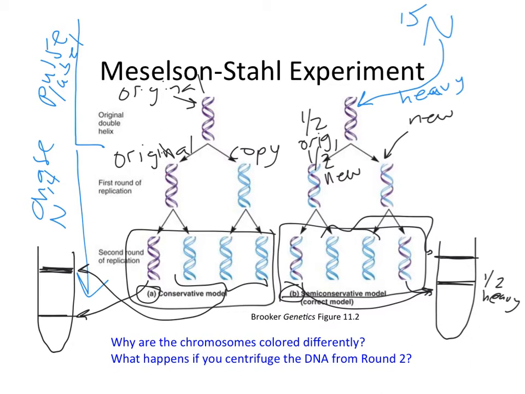I think I said copy machine actually today, didn't I? So you could imagine an enzyme that has a big hole in it. You feed in a double helix. It reads the double helix and it synthesizes a new double helix. That was what they were trying to distinguish here.